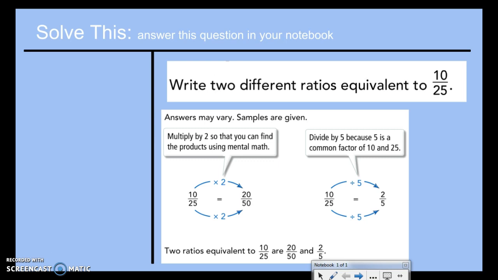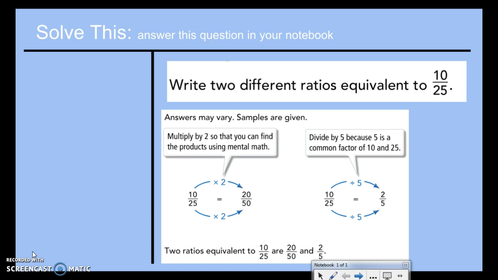So here are a couple of samples on how to find two equivalent ratios. If you multiply by 2 so that you can find the product using mental math, so if you have 10 over 25 and you're trying to find an equivalent ratio with larger numbers, you can multiply 10 over 25 times 2. You multiply the top times 2, which will give you 20, and the denominator by 2, which will give you 50. All right, you don't always have to multiply times 2. You can multiply times 3, times 5, times 30,000. It doesn't really matter as long as you're multiplying your numerator and denominator by the same value.